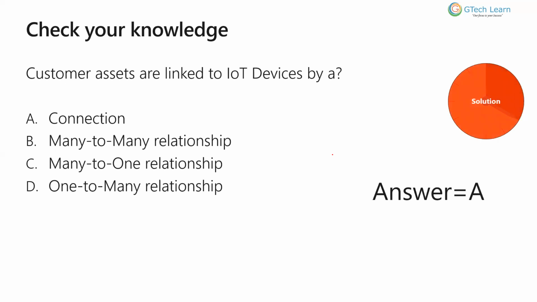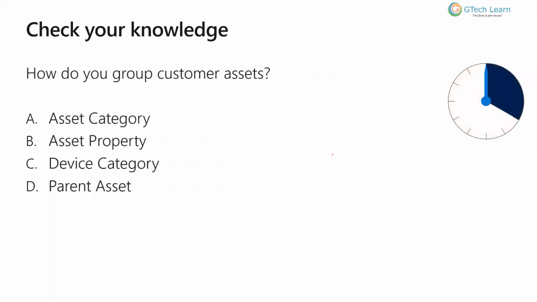Okay, so the correct answer for that question is going to be option A, connection. The next question we are having in line is, how do you group the customer assets? Options are option A, asset category, option B, asset property, option C, device category, option D, parent assets. So let's get your answers on the chat, and let me start the timer now.